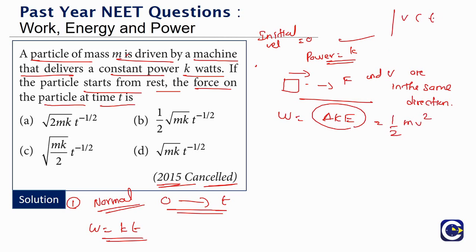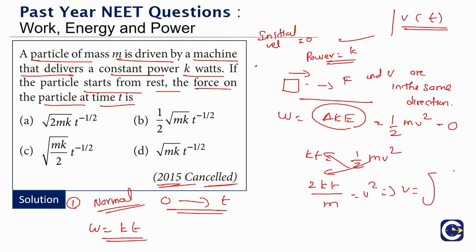V is the velocity at time t, minus the initial kinetic energy, which is 0. Which means work done kt is equal to half m v square. So 2 will go to the numerator and m will come to the denominator, that is v square, which means v is equal to root 2 kt by m.